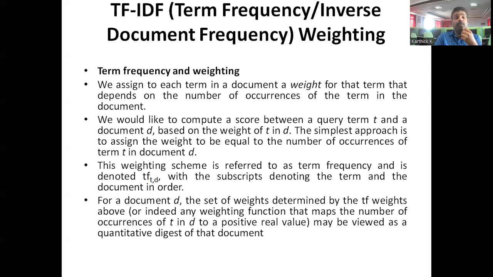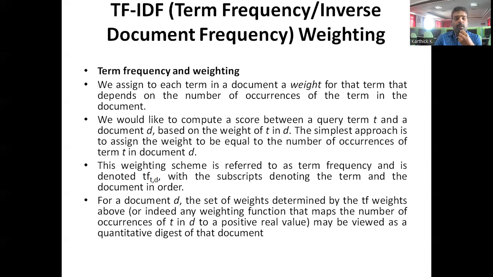So we like to find a score in frequency terms. We started to find the score between query terms and the document. Based on that, weight has been given in the document. So the simplest approach is to assign a weight equal to the number of occurrences of the term t in a document.